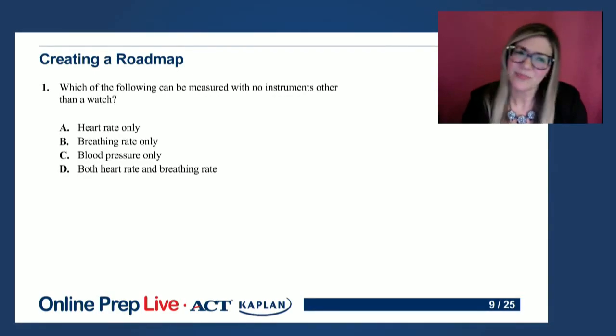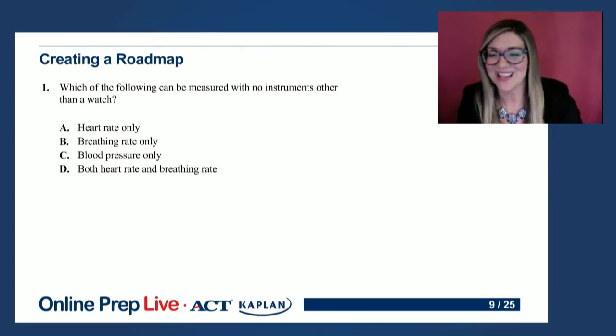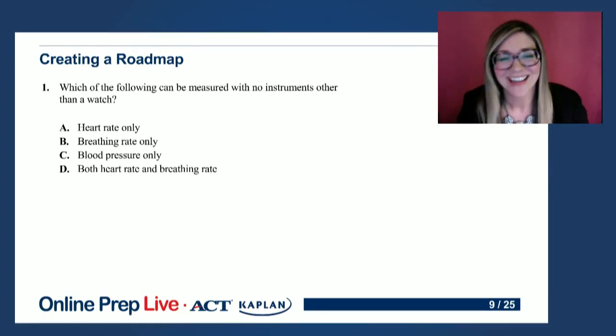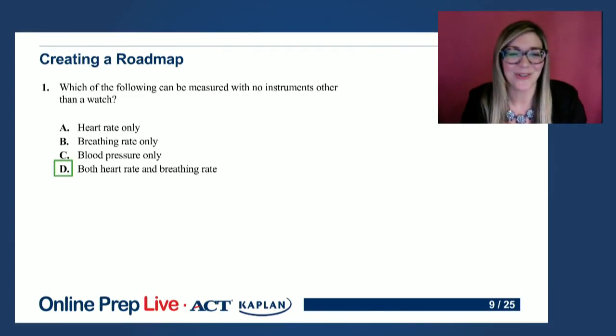I don't know about that. Okay, well then heart rate and breathing rate, what did we need? What did we need to measure those? It said something about using your eyes, using your hand, and using a watch. All right, so about 80% of you are totally on board with answer choice D, which is absolutely right.